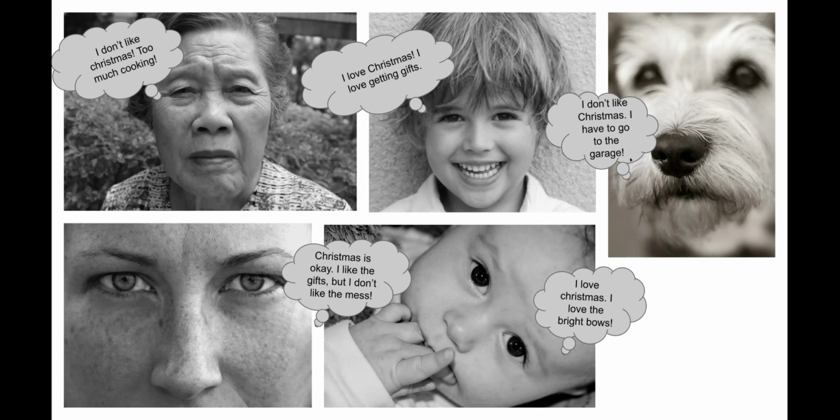Let's think about the dog. Now, he can't say these things, but he can definitely act in a way that shows me if he likes or dislikes Christmas. Here's his thoughts: "I don't like Christmas. I have to go to the garage." And I know that our dog, when he has to go to the garage because we have guests for Christmas, his tail is down, his head is down. And you know what? He sometimes even resists. He tries to hide under the couch or behind the couch so that we can't put him in the garage. So all those things, his actions and the thoughts, tell me he doesn't like Christmas. His perspective, his point of view of Christmas is he doesn't like it.